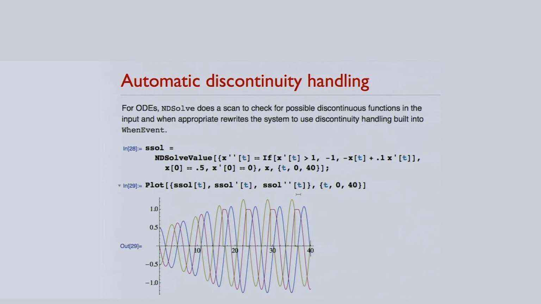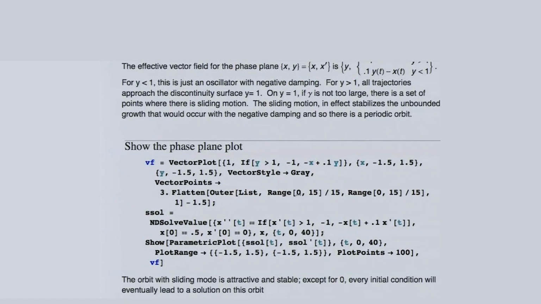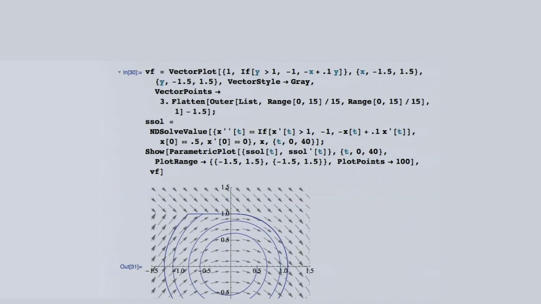It's just like an oscillator which is growing. I put in a negative damping, so it actually grows. It grows until the velocity gets bigger than 1, and then poof, it gets flattened off, and it goes like this forever. This is called sliding mode. It gets into a situation of sliding mode, and I'll show you why it's called sliding mode by showing you the phase plane.